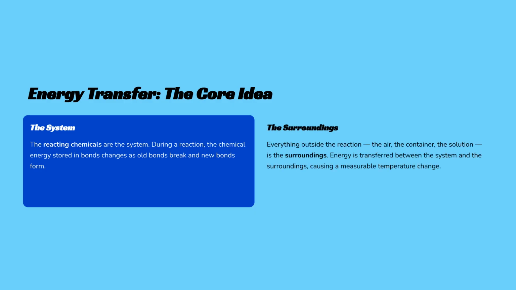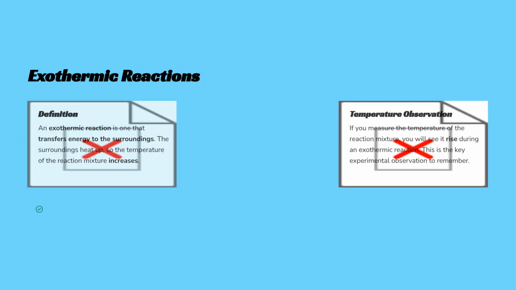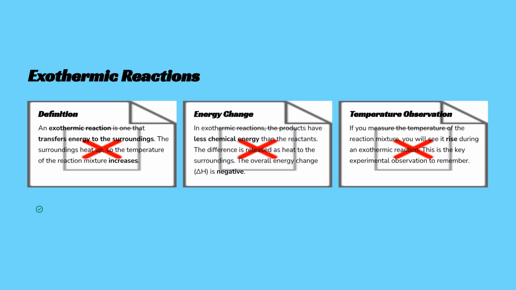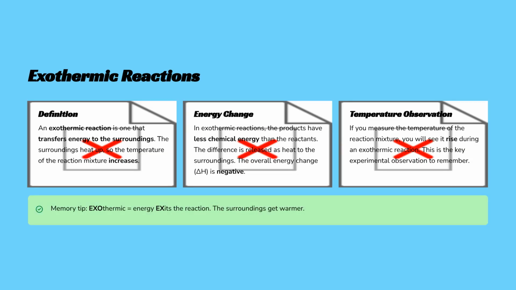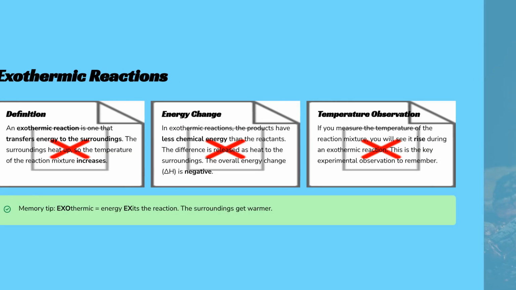Energy transfer causes a measurable temperature change in the surroundings. A temperature rise means energy transferred to surroundings. A fall means energy transferred from surroundings. Exothermic reactions transfer energy to the surroundings, causing the temperature to rise. Products have less chemical energy than reactants, so the overall energy change, delta H, is negative. Remember, exothermic means energy exits.